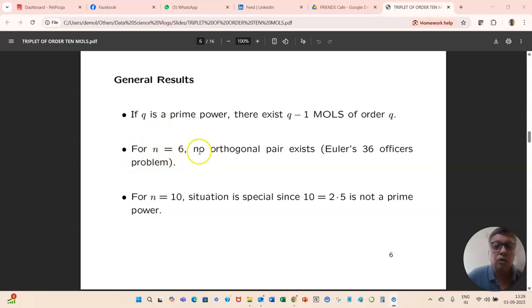For n equal to 6, no orthogonal pair exists. Euler faced this problem while tackling the 36 officers problem, and he failed. Later in 1901, French mathematician Gaston Tarry proved that for order 6 there is no orthogonal pair by complete exhaustion of cases. For n equal to 10, 10 is not a prime power. It can be factorized as 2 into 5. Situation is special, because 10 is not a prime power.